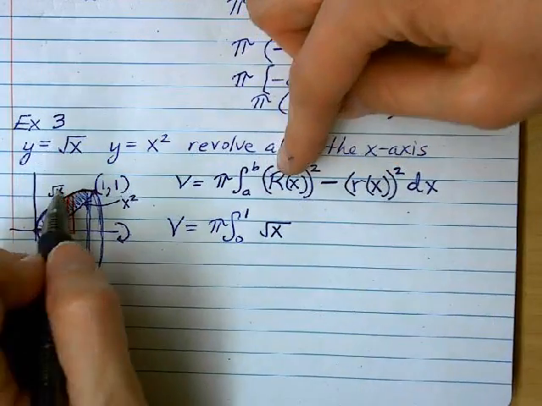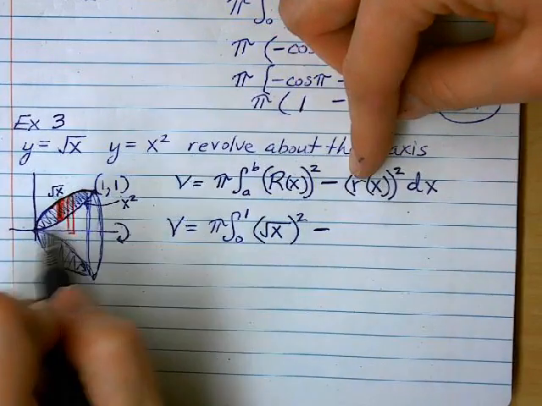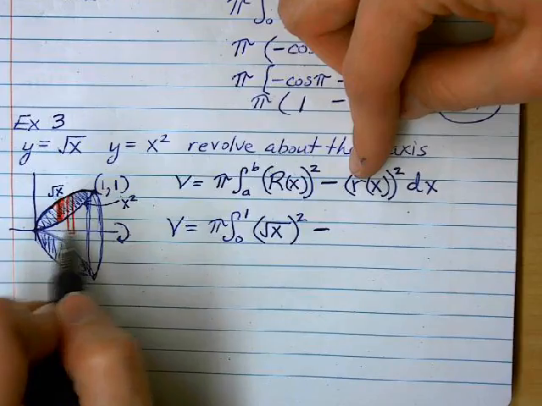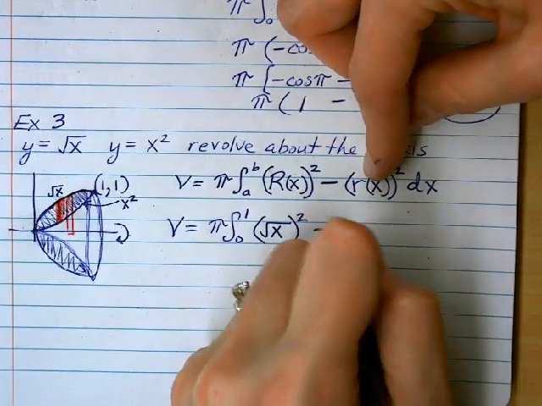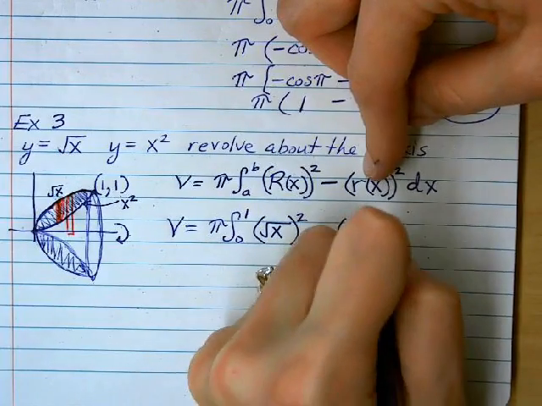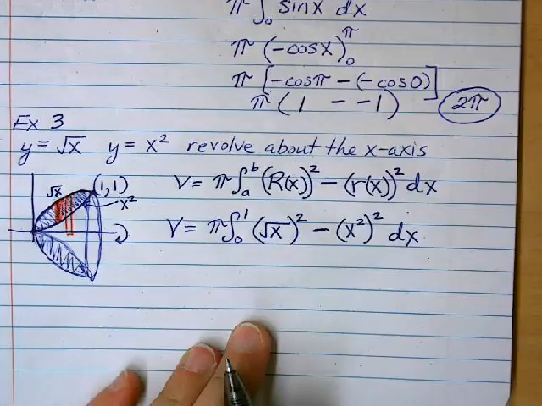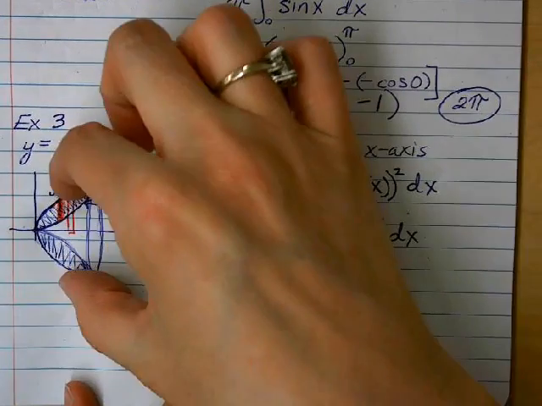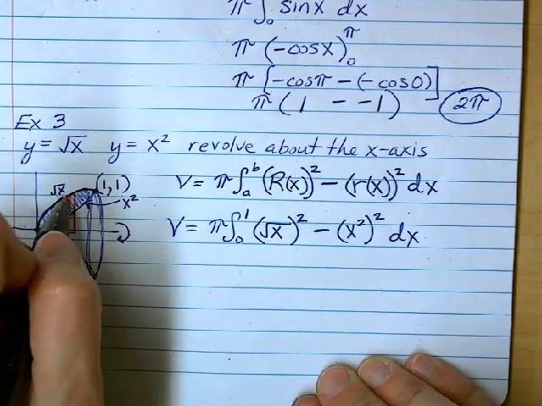The inner part that's hollow that we're trying to subtract away, get rid of, is x squared quantity squared. That's how you set it up. Subtract the outer radius minus the inner one. It's kind of like the top curve minus the bottom curve. Each thing squared though, you gotta remember to square it.